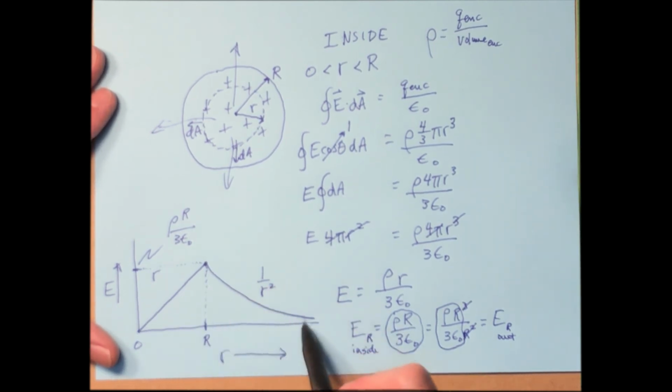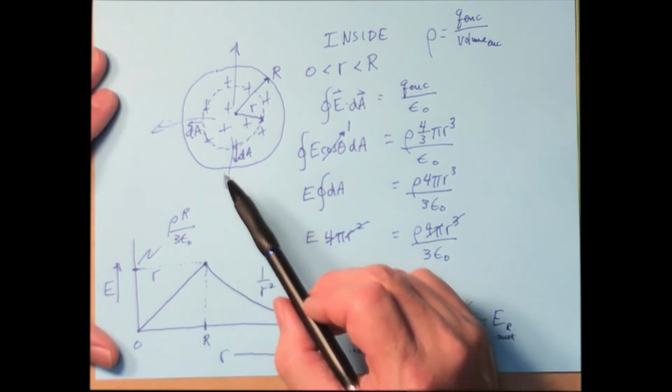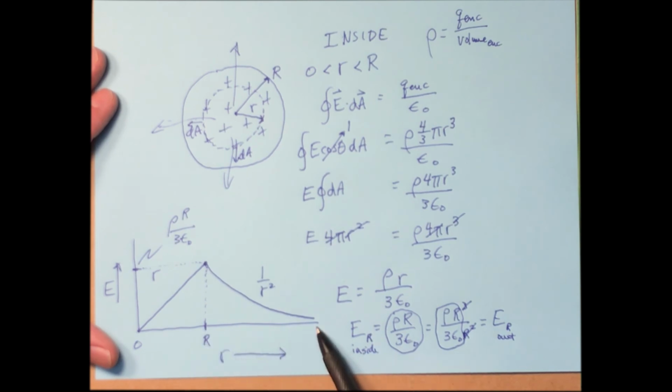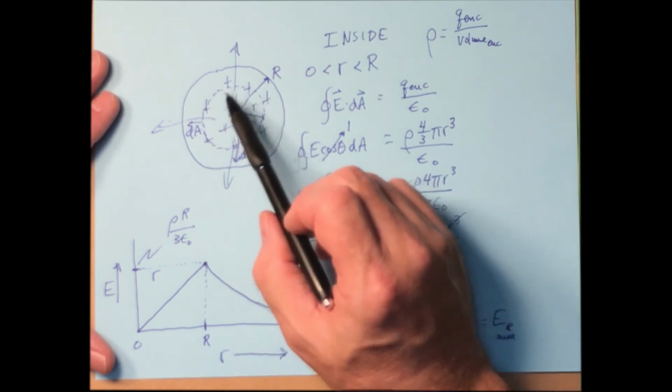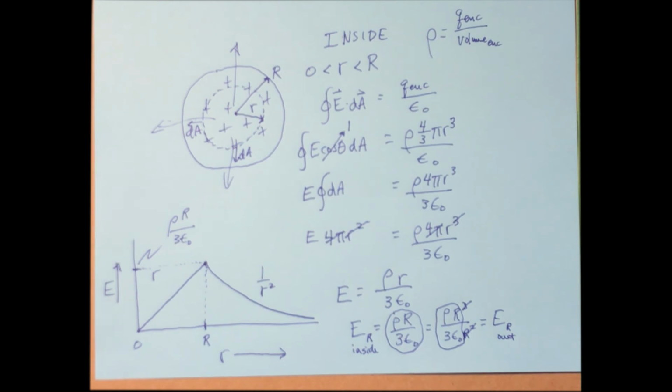And now we've made a sketch of what the electric field looks like for all points between 0 and infinity for our volume charge distribution. It's linear from 0 to big R, and it falls off as 1 over r squared for all values of little r that are bigger than big R.